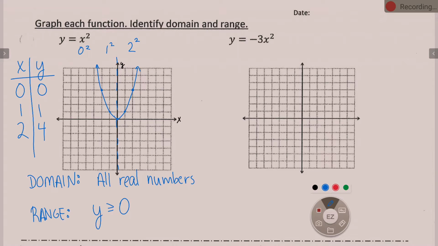Your range is always going to be y less than or greater than some number. Domain's always going to be all real numbers. This time it was greater than because my parabola was going up. If we were going down, it would be less than or equal to whatever that top point is. So maybe this sounds a little familiar.